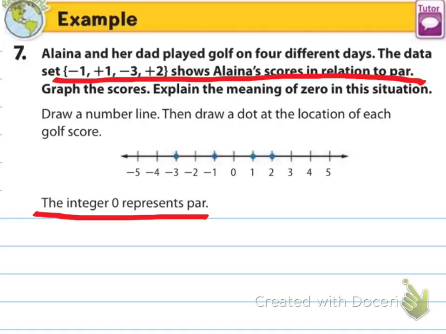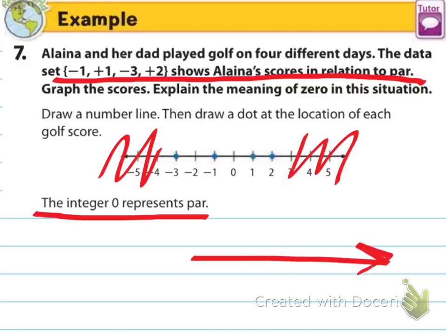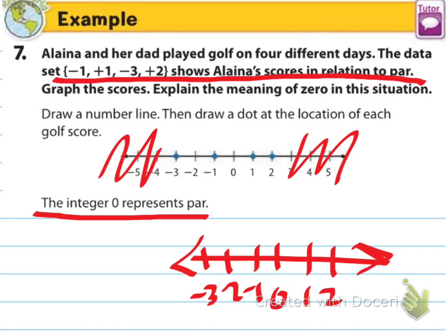Then you're just drawing your number line, okay? I don't need all these extra numbers, obviously. My biggest number is my +2, and my smallest number is my -3. So I'd start with my middle, which is my 0, and then I've got 1, 2 in this direction, and then -1, -2, -3 in this direction, okay? And then I just put my dots accordingly.